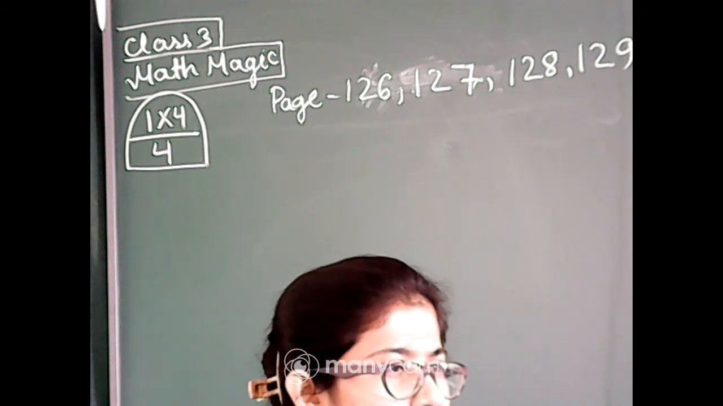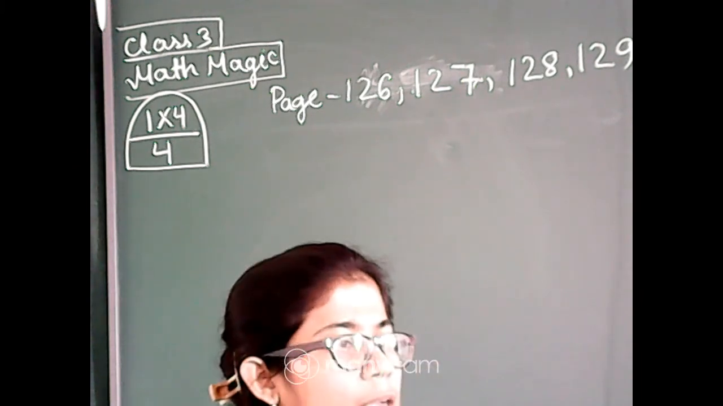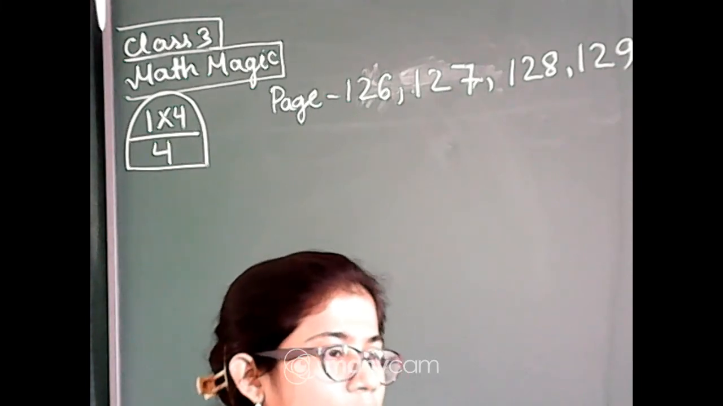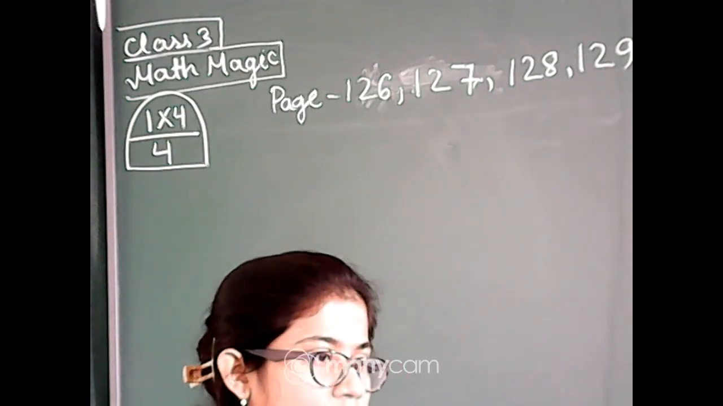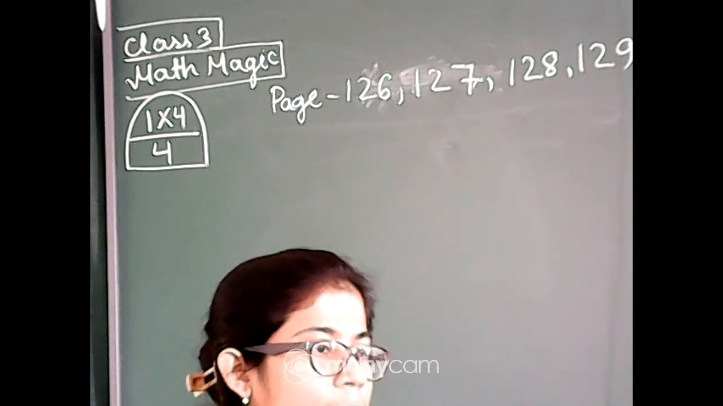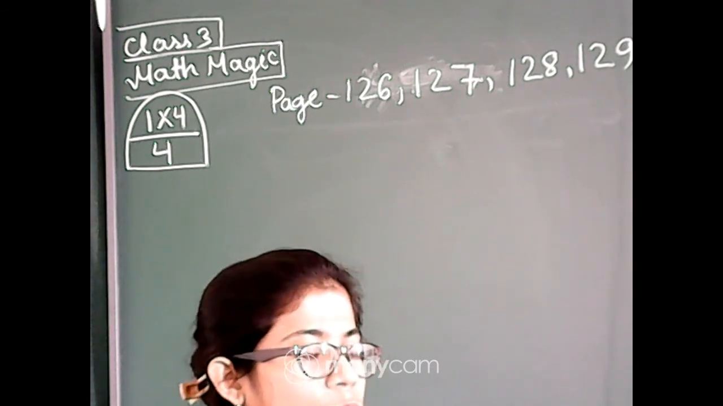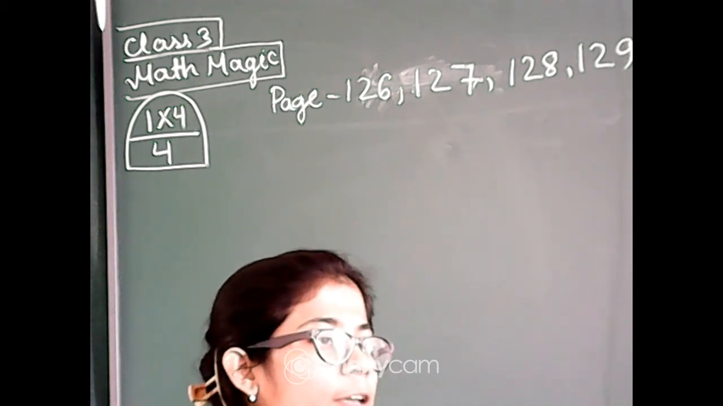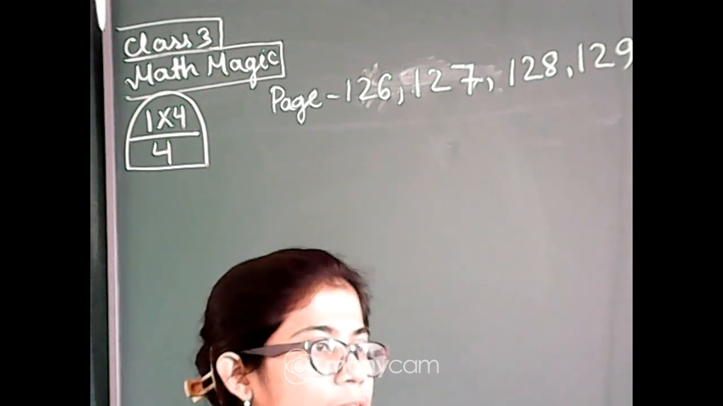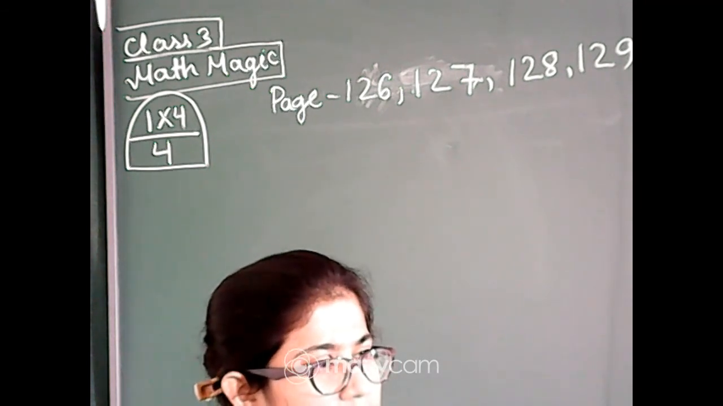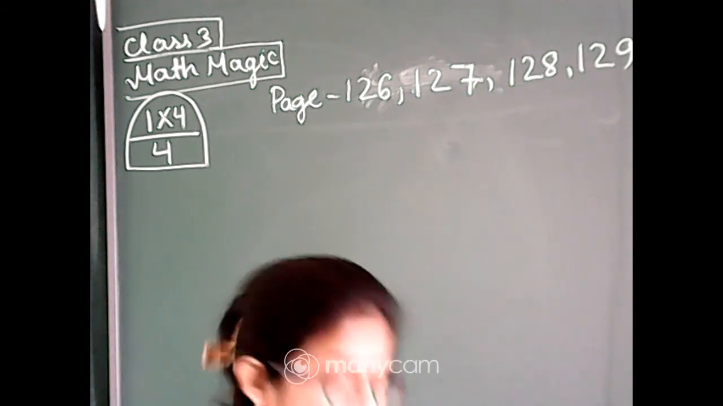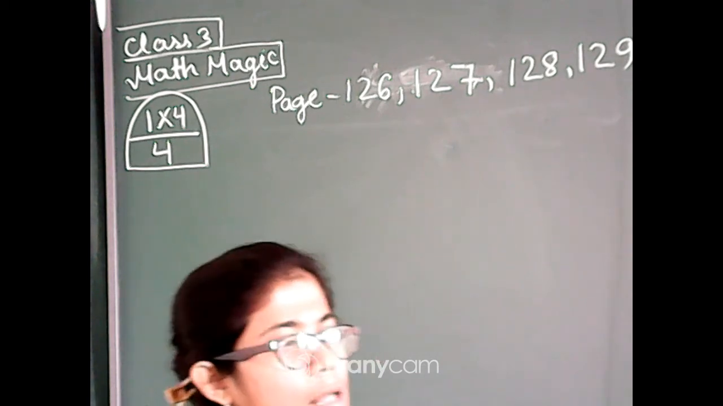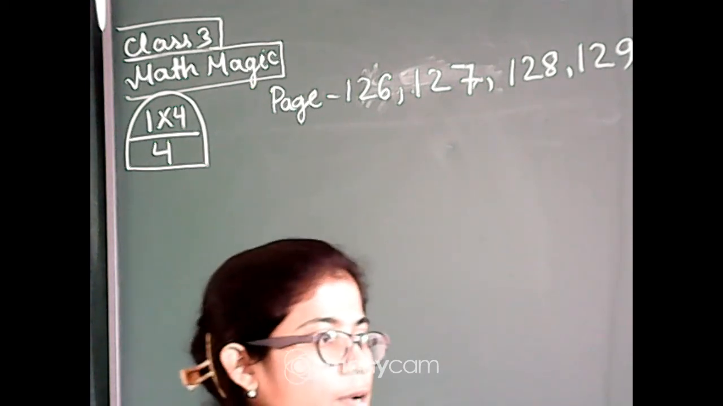Divyanka Mukherjee, 3, 6, 9, 12, 15, 18, 21, 24, 27, 30, 33, 36, 39, 42 and 45. Divyanka, your page number 127 is all right. Now page number 126 for Divyanka. Okay, page number 126 is also right.